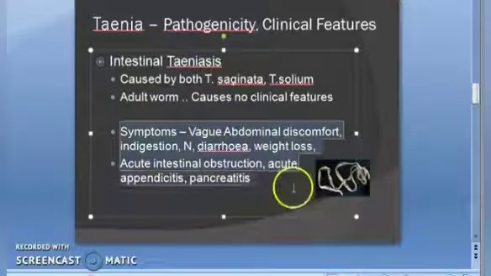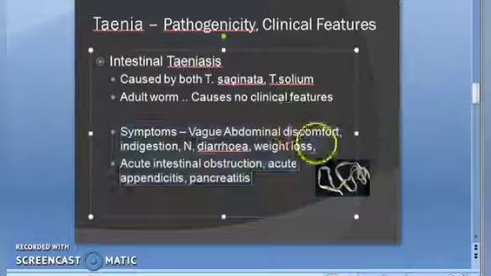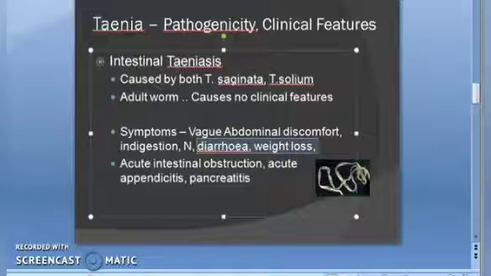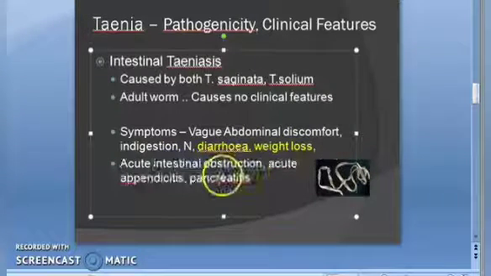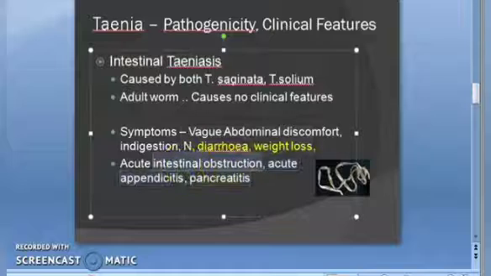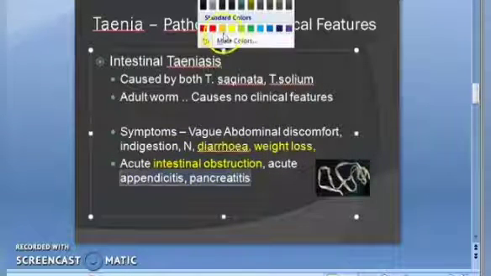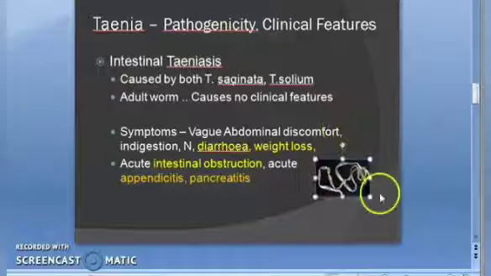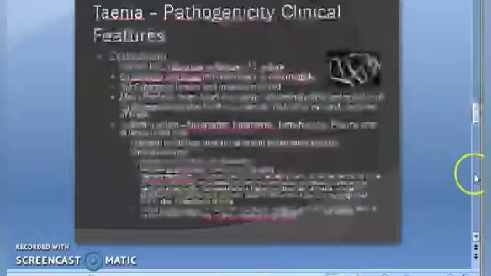Now the symptoms, what all symptoms can a person have? Very easy. Touch your stomach and say abdominal discomfort, indigestion, nausea, diarrhea, weight loss. Diarrhea will definitely be combined with weight loss. Then acute intestinal obstruction can be there, because of these worms. Appendicitis, pancreatitis. So sad. All because of the worm going and living inside us.